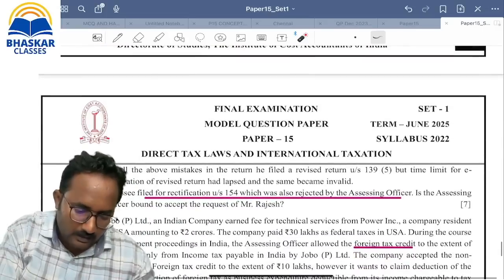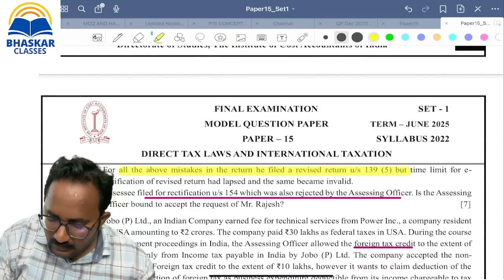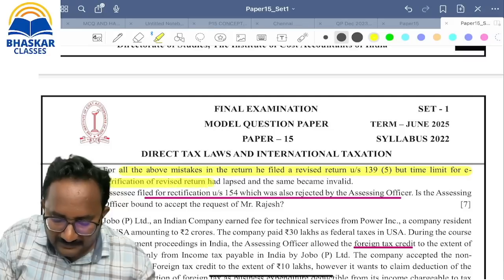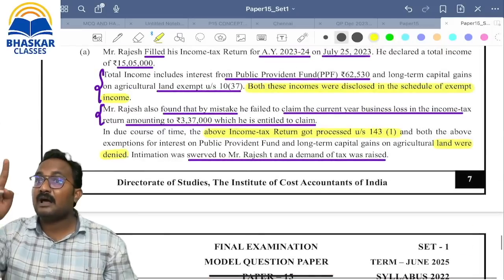No. All the above mistakes were in the return, so he filed a revised return, but the time limit for e-verification of the revised return had lapsed and it is invalid. So they gave the intimation.